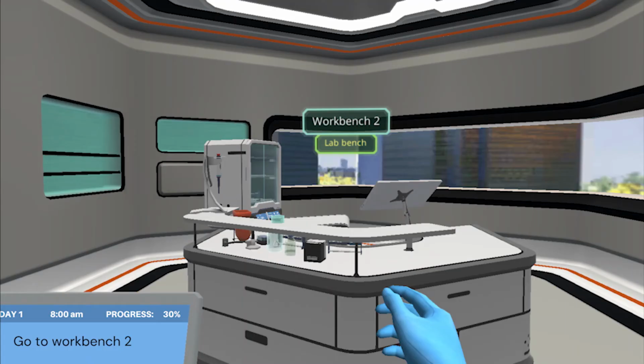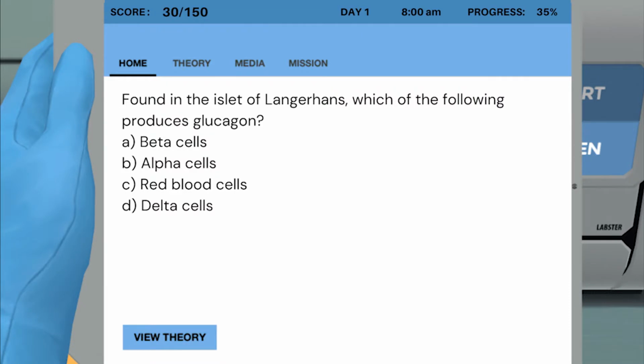You got it! You are starting to become a glucagon expert already. To learn more on how glucagon is synthesized and broken down, go to the Workbench 2. Found in the islet of Langerhans, which of the following produces glucagon?